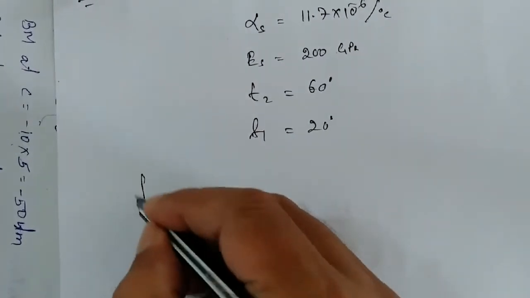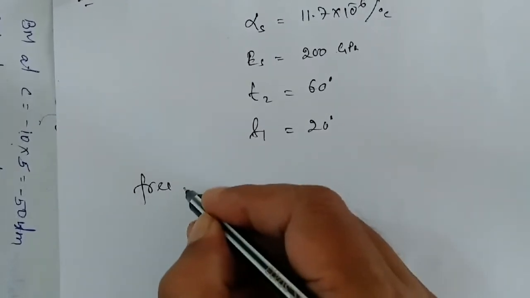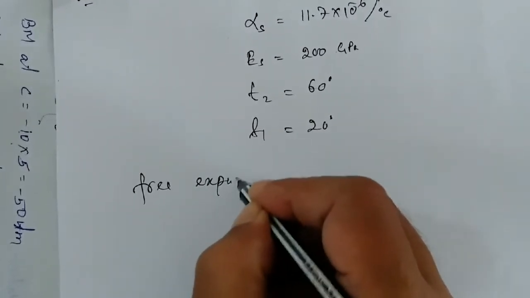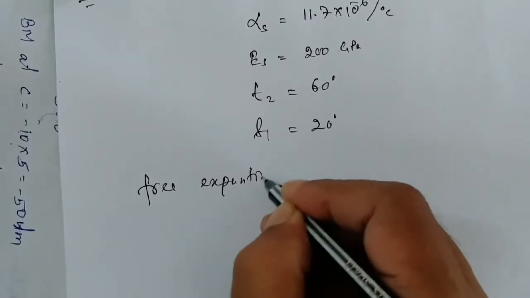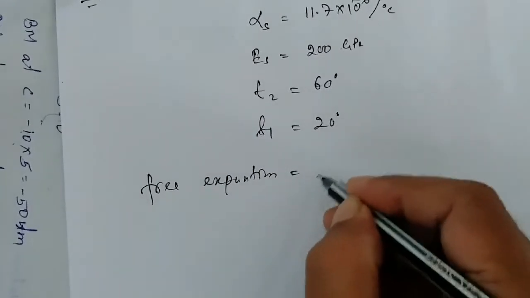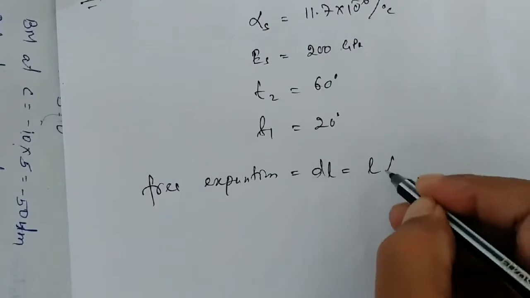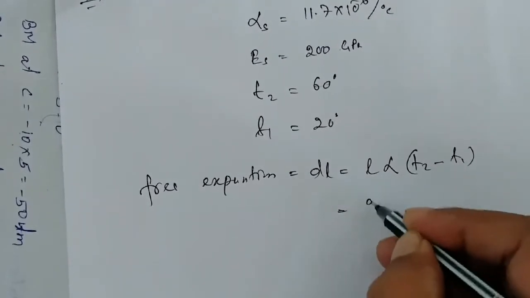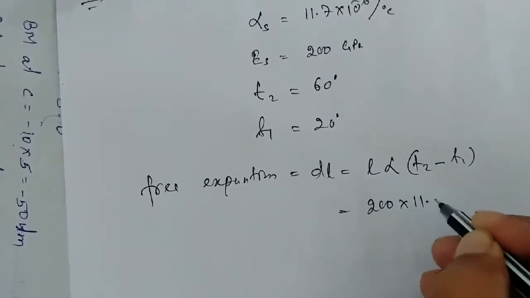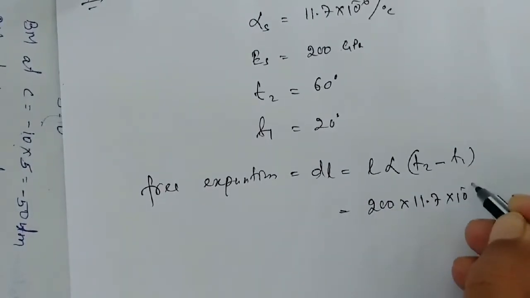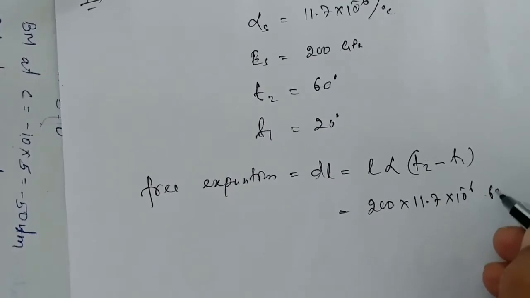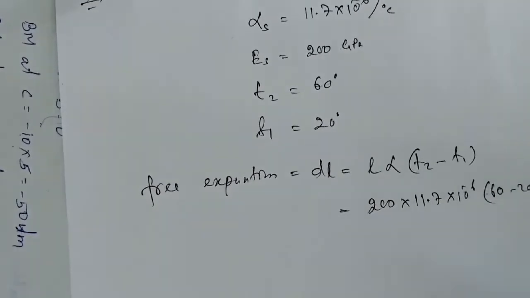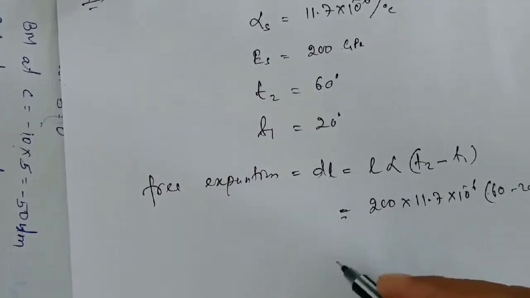Now, free expansion, that means if there is no restriction, free expansion due to change in temperature will be dl equal to L alpha (T2 minus T1), that is 200 into 11.7 into 10 power minus 6, into (60 minus 20). This is the answer.